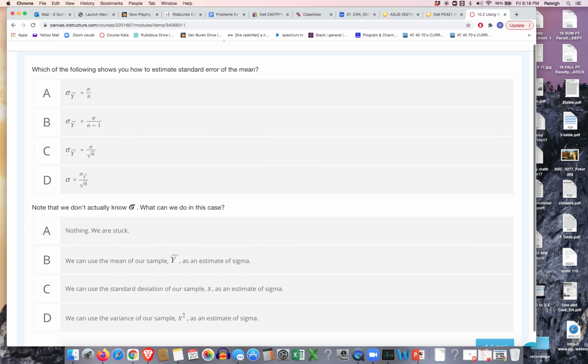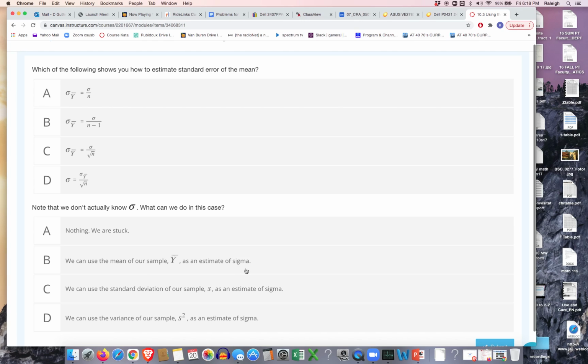Notice we don't actually know sigma. What can we do in this case? Nothing. We are stuck. Oh yeah. Well, that's the way I felt in the beginning of chapter 10, but not quite. Let's see what the other ones might have to say. Let's see. We have this one over here. We can use the mean of our sample as the estimate of sigma.